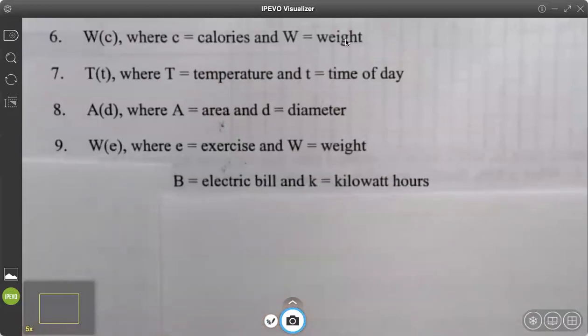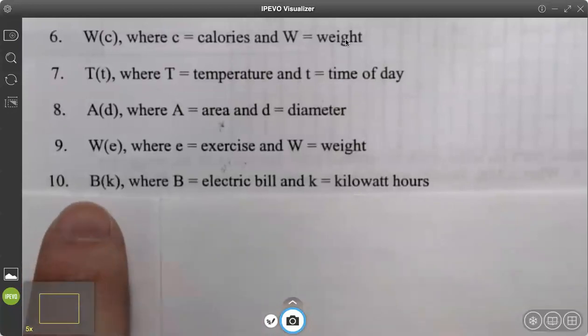Electric bill and kilowatt hours. When you turn on the central air in your house, the little meter outside starts spinning, showing that you're using more and more kilowatt hours. And your electric bill depends on how many kilowatt hours you use. So your bill is a function of kilowatt hours.